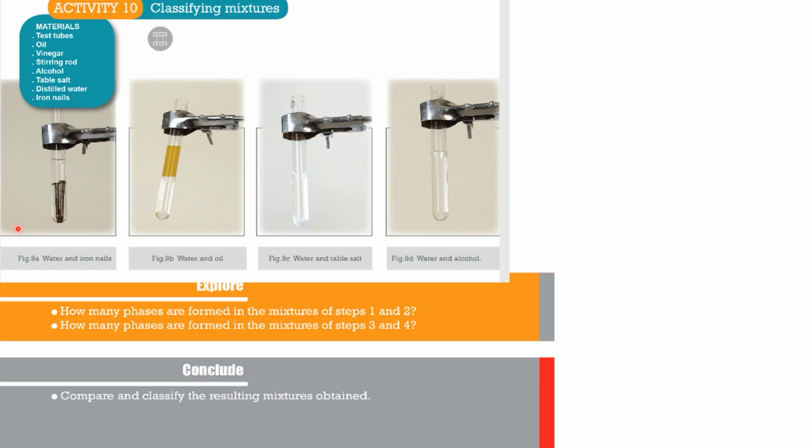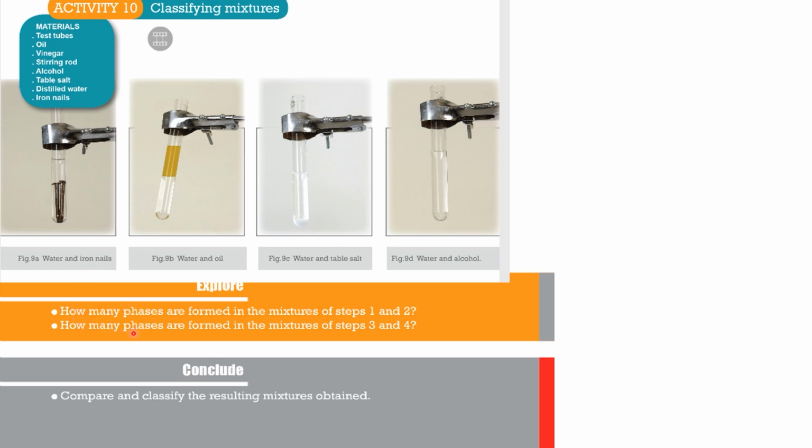Let's take a closer look. In the first step, we put water and nail. So here we have two layers or two phases, water plus nail. In the second one, we also have two phases, oil and water. In the third one, we have only one phase where table salt is totally dissolved in water. So here we can observe only one phase. And also in the last step, we have only one phase.